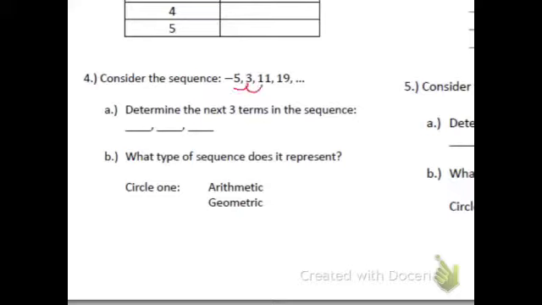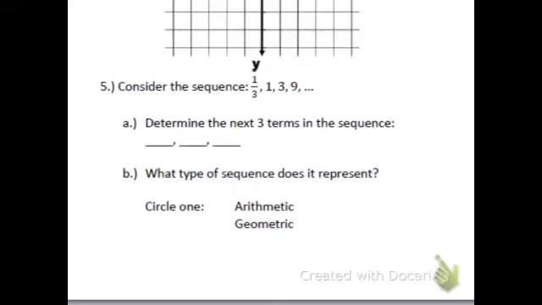Well, this one has a pattern of adding 8 every time. So if you want the next one, you have to add 8. That gives you 27. And then 8 to that gives you 35. Add 8 to that, that's going to give you 43. I think that's right. Yeah, it looks good. And if you're adding the same number every time, it's arithmetic.